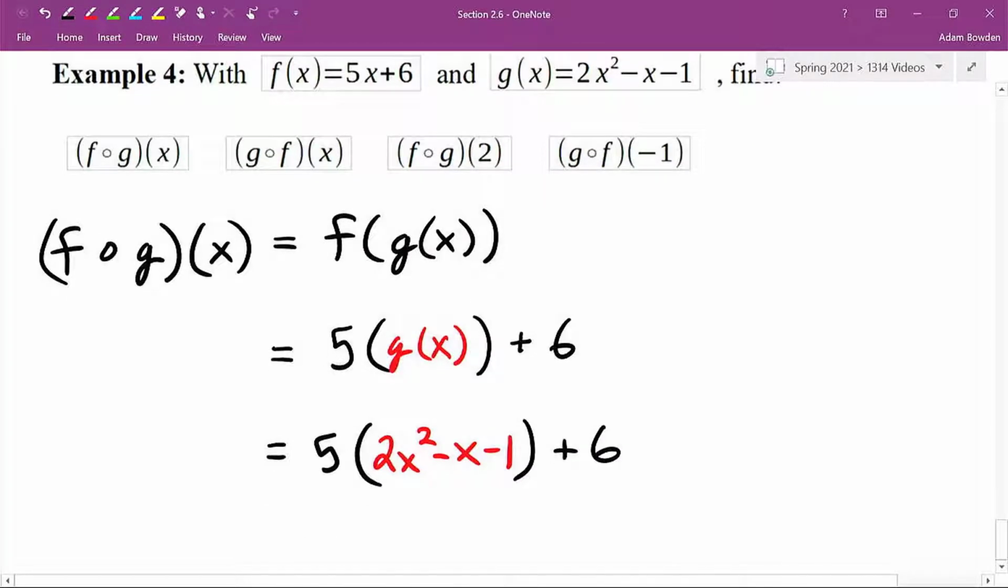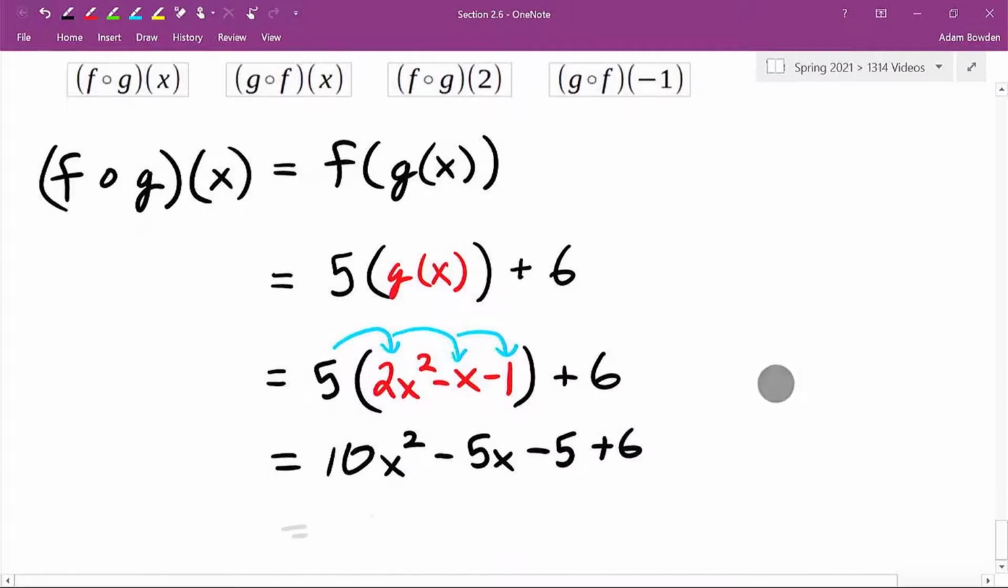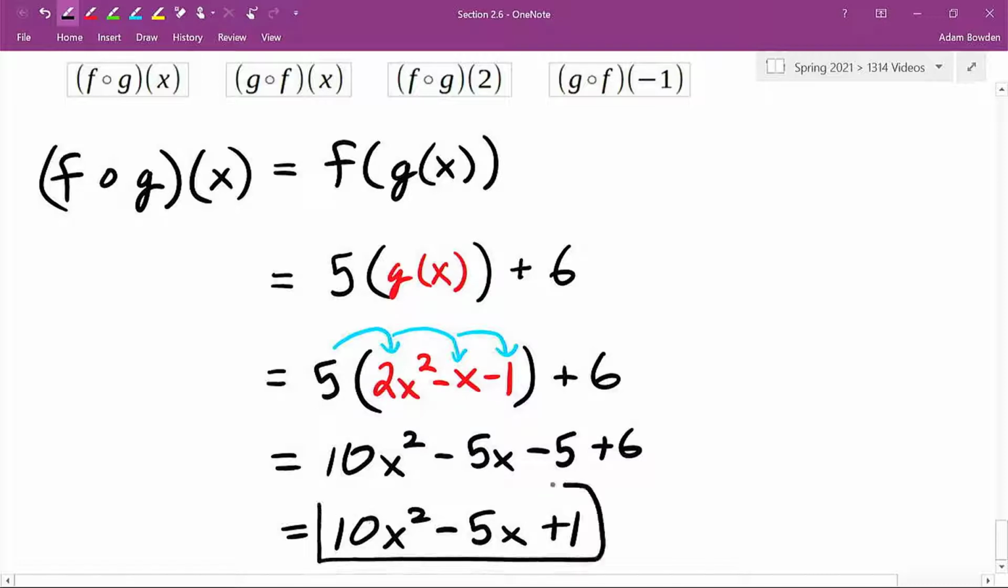We'll go ahead and simplify this. Mainly the thing we can do is distribute the 5 to each of the things that we've put there to get 10x squared minus 5x minus 5 plus 6. We'll go ahead and combine some of the numbers together to get 10x squared minus 5x plus 1.